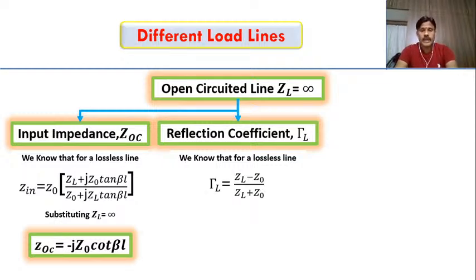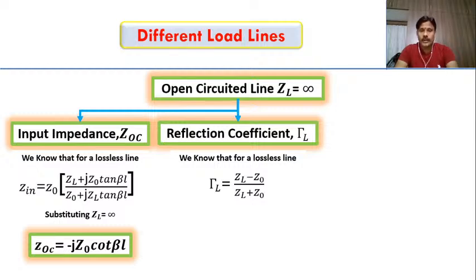So don't substitute ZL directly as infinity. Infinity minus Z0 we can approximate as infinity, and similarly ZL plus Z0 is infinity plus some value, again infinity. Infinity by infinity is an indefinite term, we cannot define it. So first take ZL common. If you take ZL common, ZL into 1 minus Z0 by ZL. So the Z0 by ZL term you can make 0. Similarly in the denominator, taking ZL common, ZL into 1 plus Z0 by ZL.